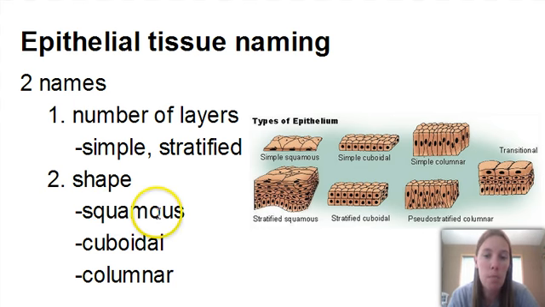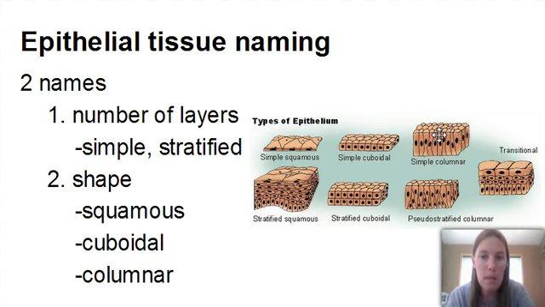Squamous cells are flat, and sometimes they're called scale-like. Cuboidal sounds like a cube, and that's what you can see here, that it looks like. And then the columnar, because they look like columns.